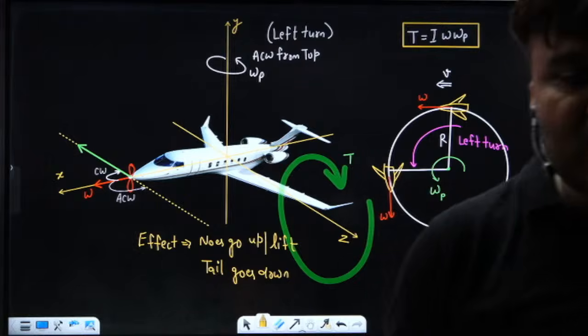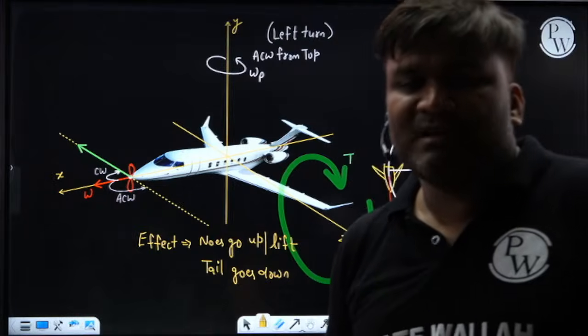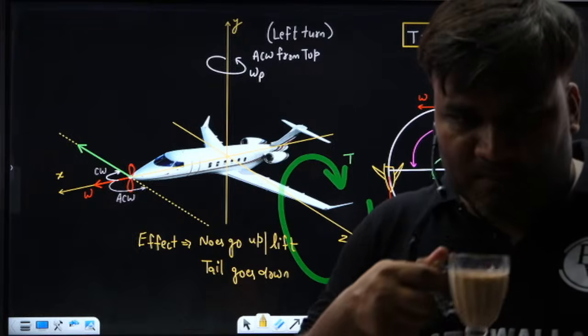Cam and follower and governor, both these chapters are very small chapters from the GATE perspective. Tomorrow both the chapters we will cover. Today it is only about gyroscopic couple.